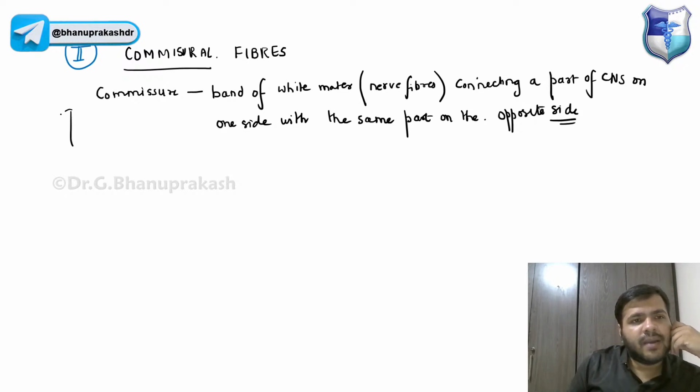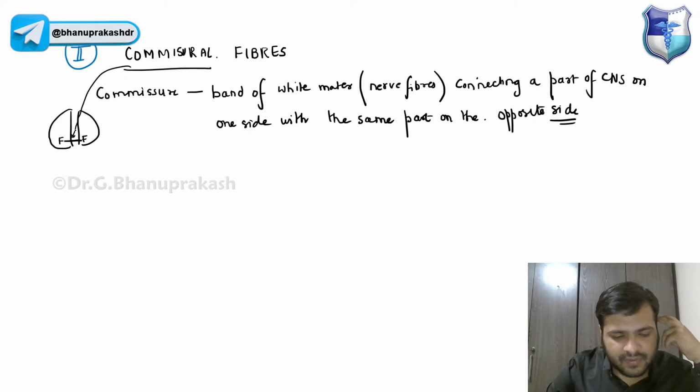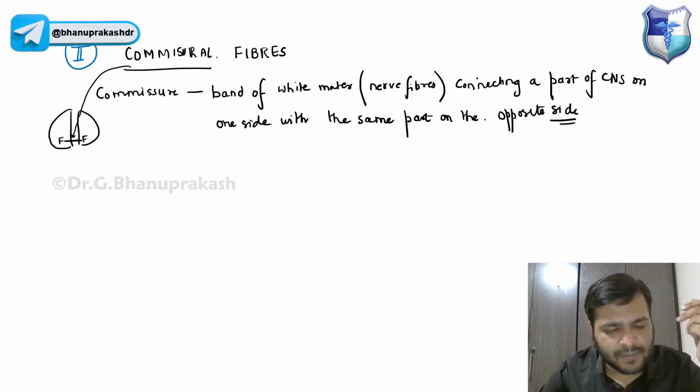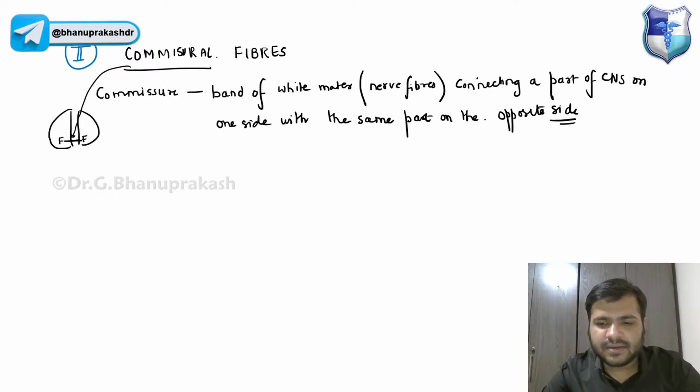So you already know when I'm talking about the two cerebral hemispheres, frontal lobe will be connected to frontal lobe with the help of fibers, and these fibers are nothing but the commissural fibers. They are connecting, remember, same areas: frontal to frontal, temporal to temporal, occipital to occipital, functionally same areas of both the cerebral hemispheres. So the hemispheres will be the right and the left, but the connection will be the same, right?